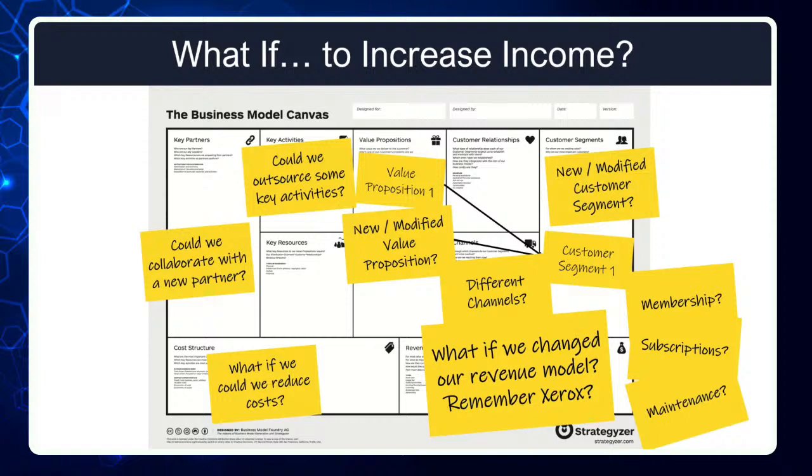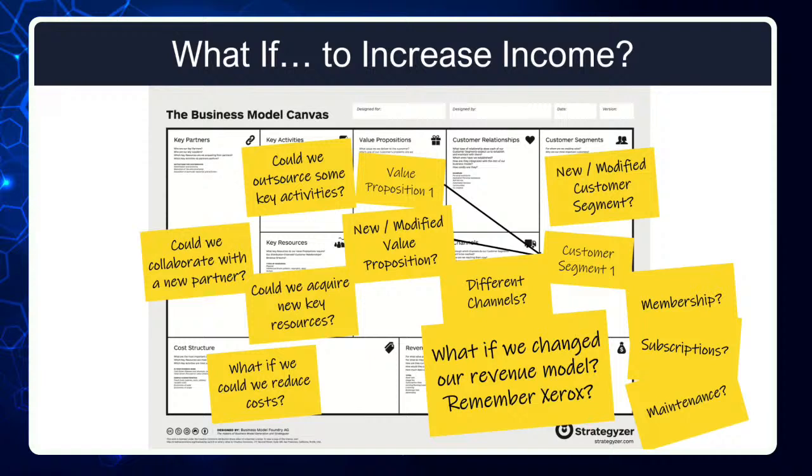Could we collaborate with new partners to give us some more key activities or provide us with some more key resources that we don't have? Or could we just acquire some new key resources, plant and machinery to make our production process cheaper, quicker, more efficient, whatever it is? You can see that wherever you want to ideate, whichever block you want to look at, you can see how it might affect other blocks.